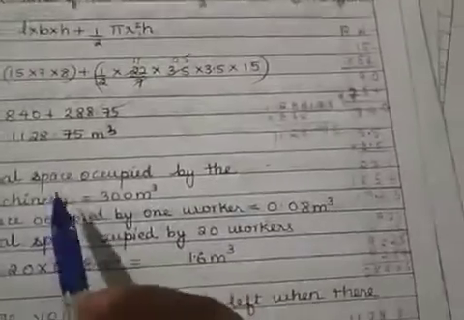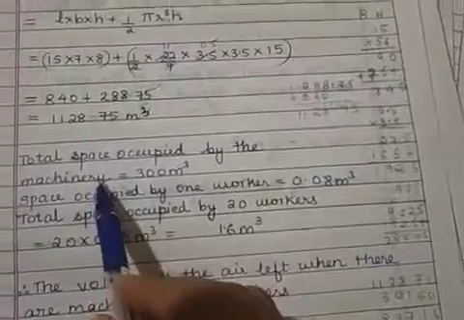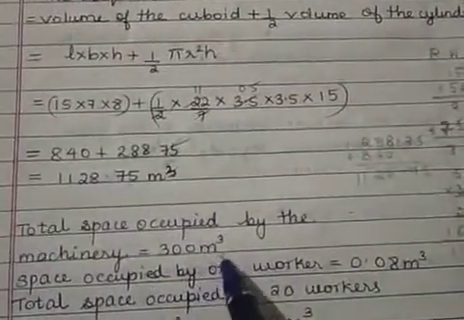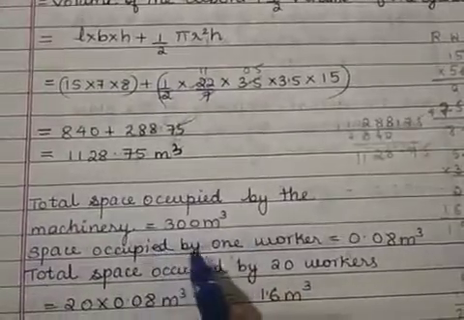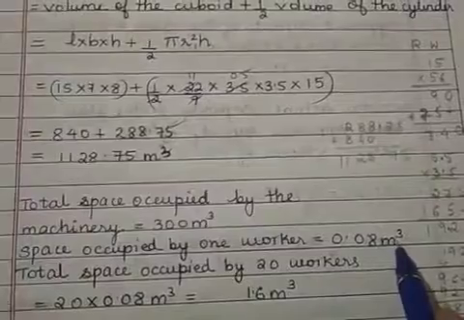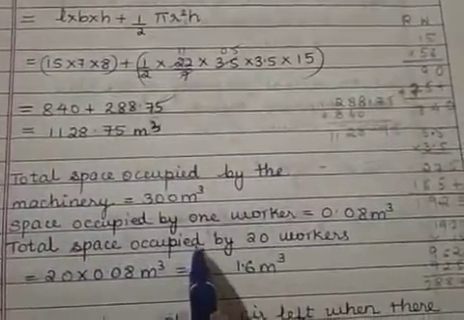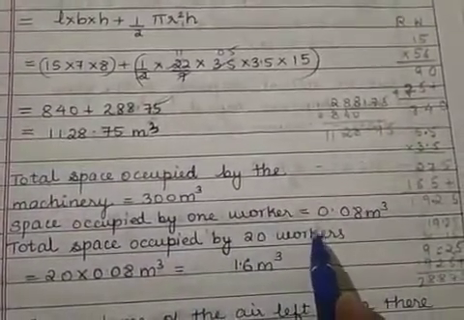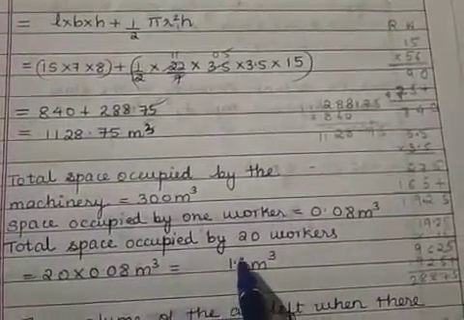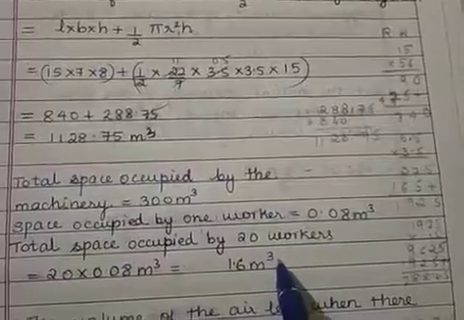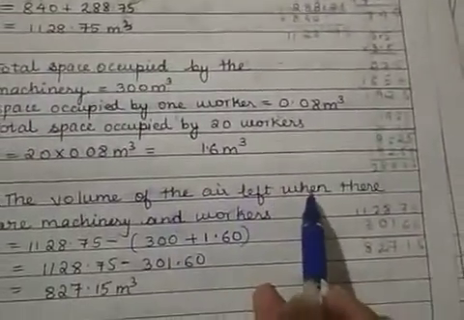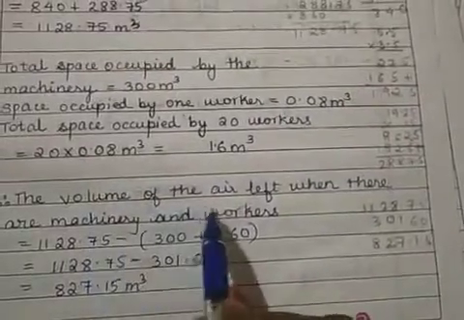Next, it is given that the space occupied by the machinery is 300 meter cube, and space occupied by one worker is given to be 0.08 meter cube. Then what will be the space occupied by 20 workers? It will be 20 multiplied by 0.08, which is 1.6 meter cube. Now we have to find the volume of air which is left when there are machineries and workers in it.